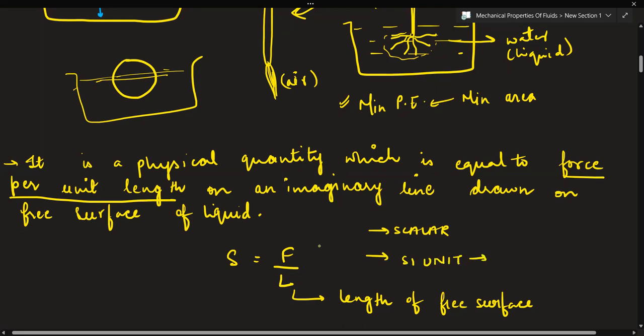Can you tell its SI unit if the formula is given to you? The formula is force per unit length. What should be the SI unit? Newton per meter. Its SI unit is Newton per meter. In CGS it would be dyne per centimeter. Just note this down as well.